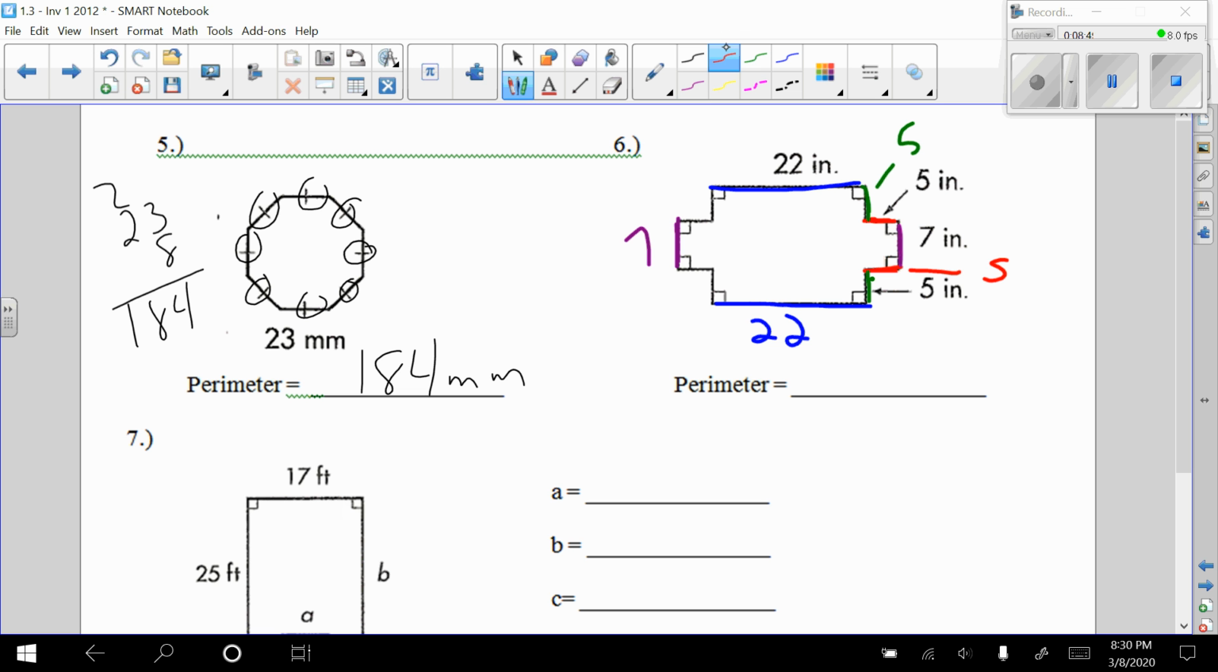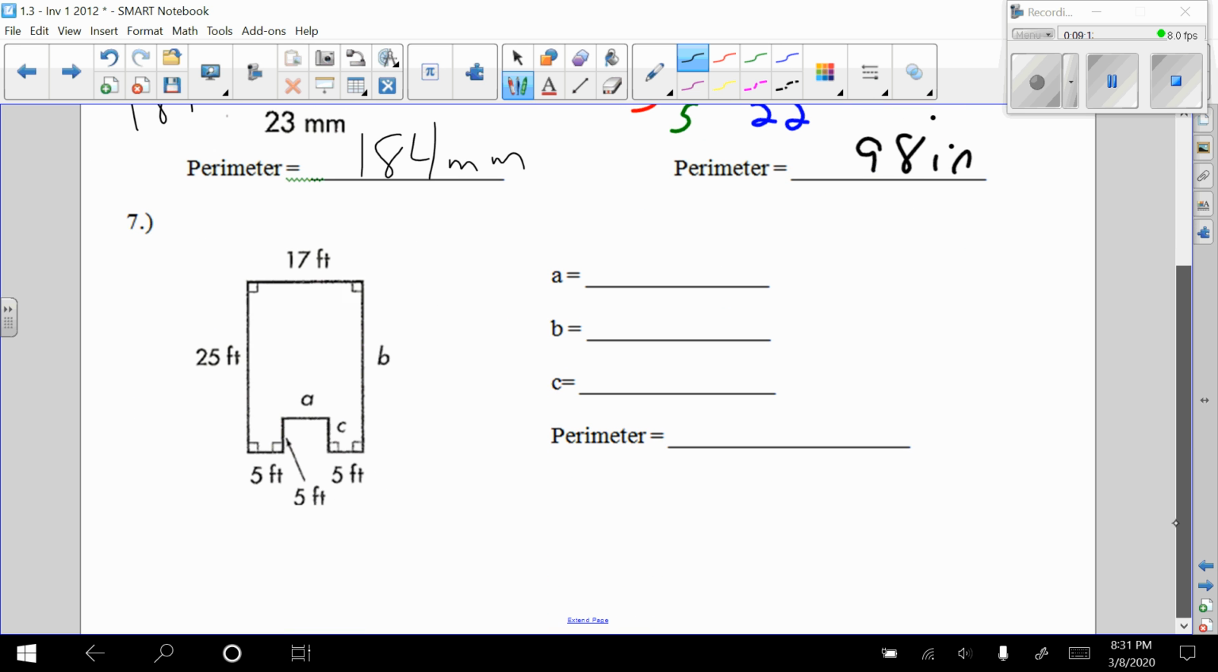Now look at the other ones. If this is 5 over here on this side, these two on this side must also be 5. So these are both going to be 5. And then where I can see there's a 5 here and here on the other side, that must be 5 as well. So these must be 5. Now that I was able to label all the sides, I can go ahead and add them all up to find out that it is 98 inches.